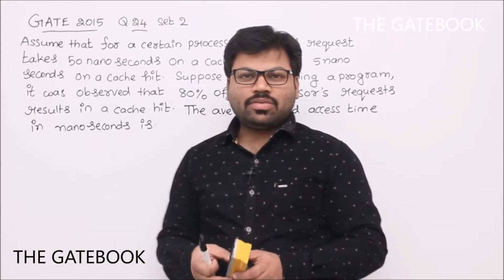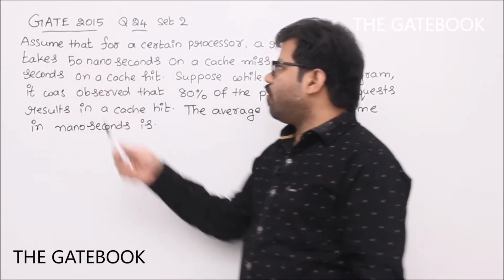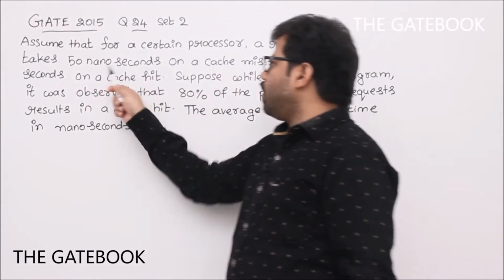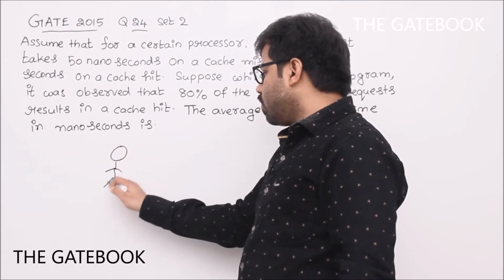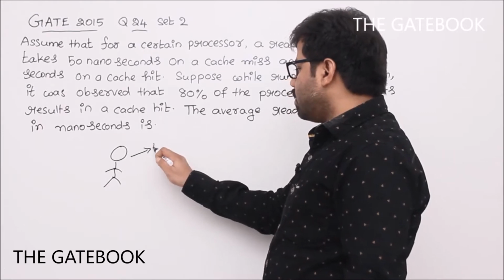Now we'll see GATE problems related to memory architecture. Question number 1, which was asked in GATE 2015: assume that for a certain processor, a read request takes 50 nanoseconds. Let us imagine that this is your processor. Whenever you request a read, it takes 50 nanoseconds.